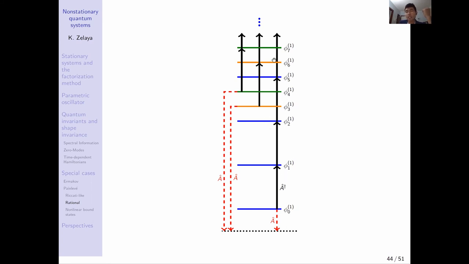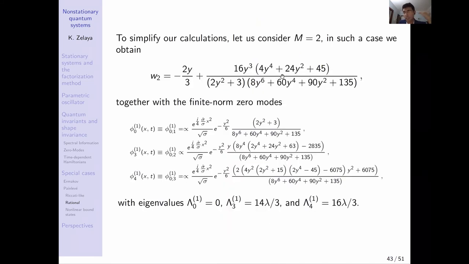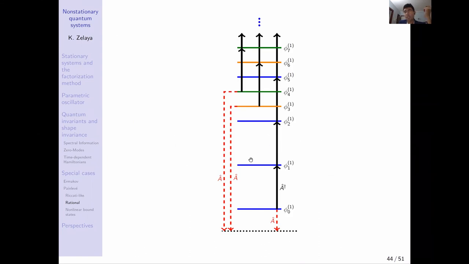And we can see here that the spectrum has exactly two gaps. And notice that in this case, we have fixed m equal to 2. So in general, and that's something we have already proved, for any m, we will generate m gaps in the spectrum. So this is a general property for the rational solutions of the Painlevé equation.